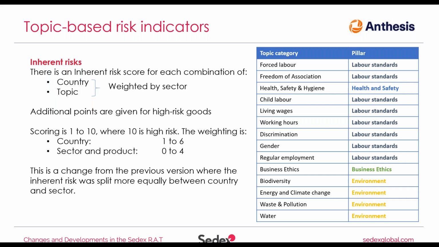You can see on the right the table that shows what those topic categories are, and then it shows which pillar, which SMETA or SEDEX pillar, those link into. So at the pillar level, when we give pillar scores, it's bringing together all the topic category scores and showing you a pillar level score. But if you're interested in, for example, why have I got a high risk for labour, you can drill down to see that it was really about gender and discrimination rather than being about freedom of association and child labour, for example.